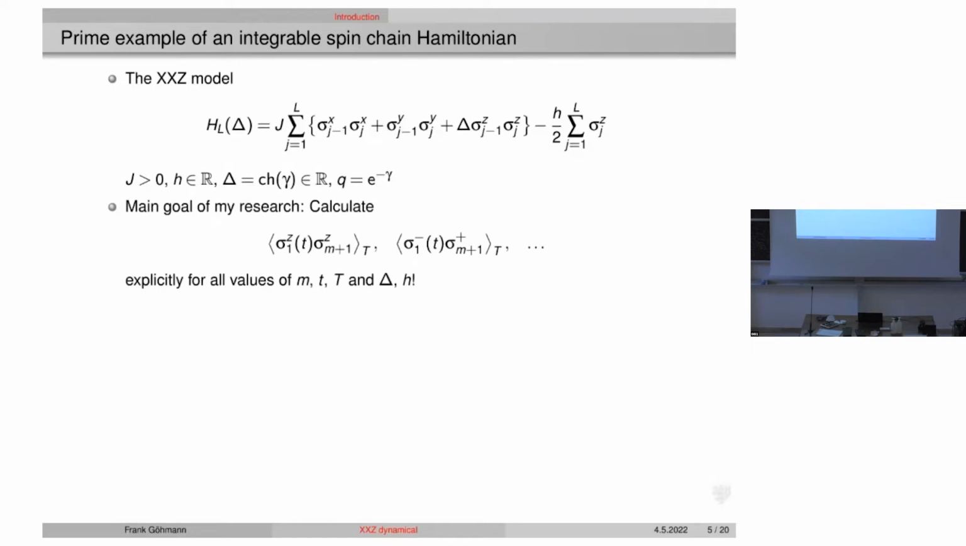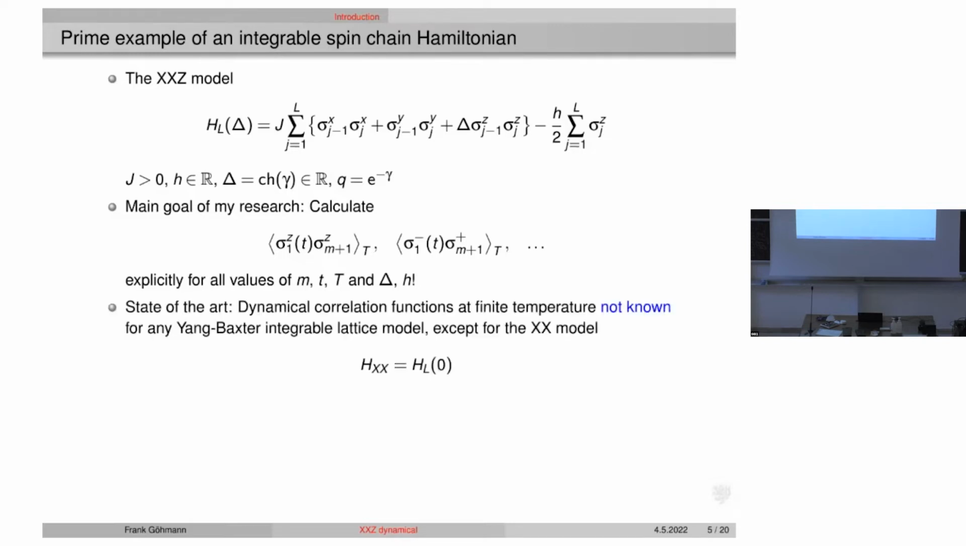So the main goal of my research is to calculate two-point correlation functions, like between two Pauli matrices at site 1, time t, site m+1, and time 0. And there are many more, where you have, say, local operators ranging over several lattice sites. So we would like to develop a theory which allows us to get all these expressions explicitly for all values of distance, time, temperature, anisotropy, and magnetic field. That's the goal.